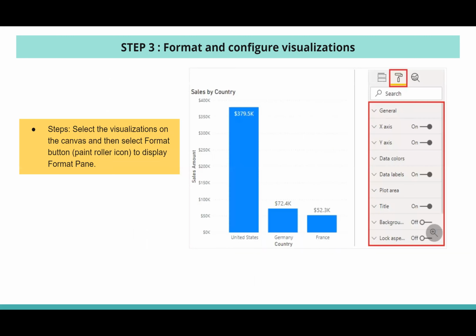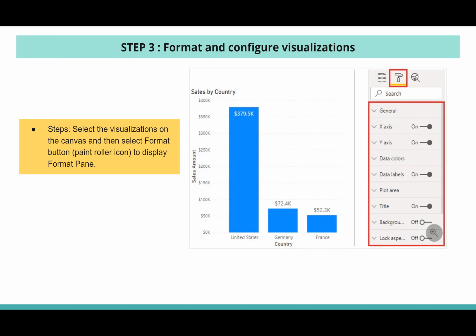Okay, so next, step 3 is that you can format and configure visualizations. Simply select the visualization on the canvas and then select the format button to display the format page. There are a lot of things you can do here, and it's very easy: you just select and choose the configuration that you need based on your preference and your audience's needs.